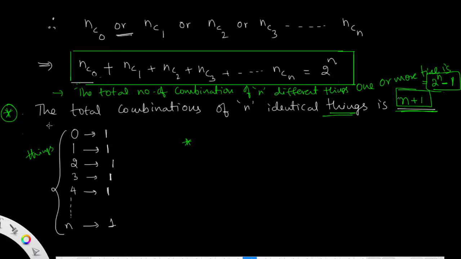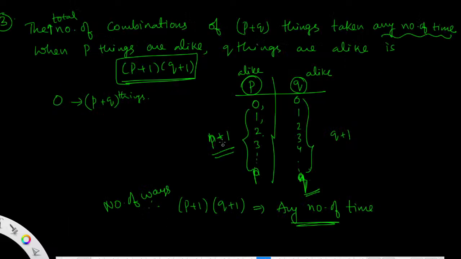Next formula is the total combinations of n identical things. We can select 0 things in one way, one thing in one way, and all things in one way out of n things. Therefore the total number of combinations equals n plus 1. Zero is included, that is why we say n plus 1.